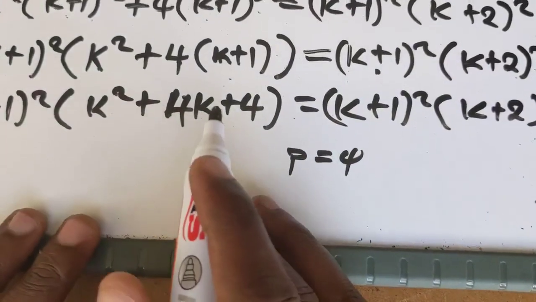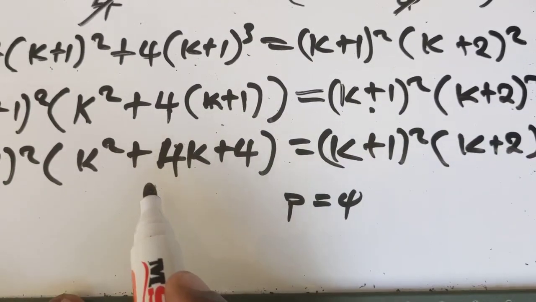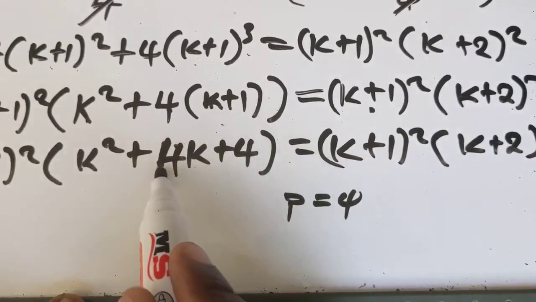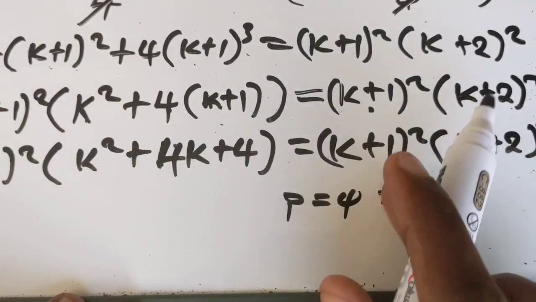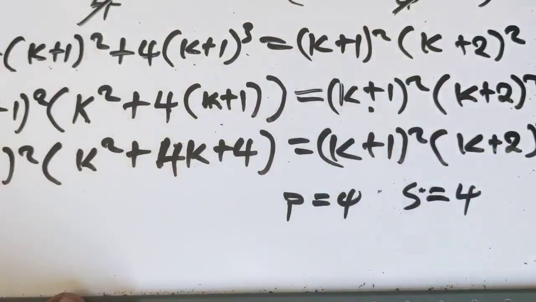You need to find the factors. The factors are numbers. When you multiply them, they will give you the what? The product. And when you add them, they will give you the sum. So this is the sum. Okay? So that is the sum. The sum is equal to 4 as well.